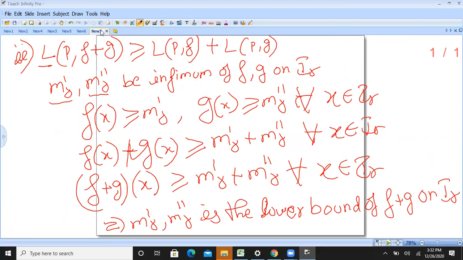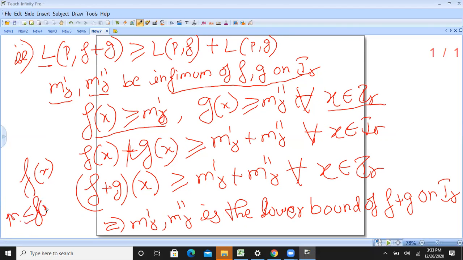Infimum m double dash is the infimum of g on IR. So now we are considering g(x) is greater than or equal to m double dash for all x belongs to IR. So f(x) is a bounded function: small m is less than or equal to f(x) is less than or equal to capital M. This is the reverse; f(x) is greater than or equal to m.